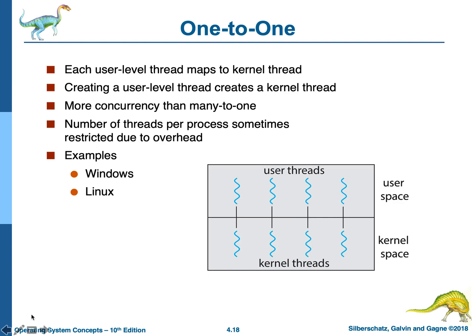Then we have one-to-one. Now this is a very ideal situation, where we have one user level thread for one kernel level thread. But this is actually resource wastage. A lot of resources are wasted here, because for every thread you are creating a new kernel level thread, and this might be time consuming also. Examples of this type of threads are available in both Windows and Linux operating systems.